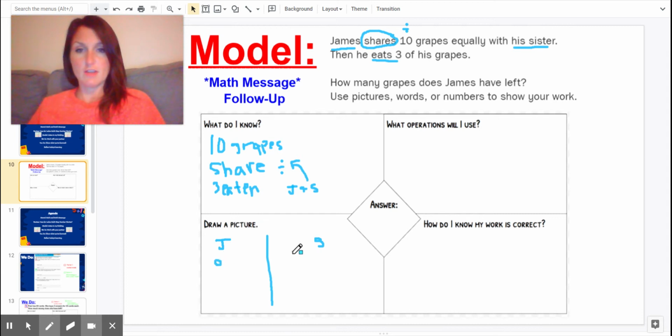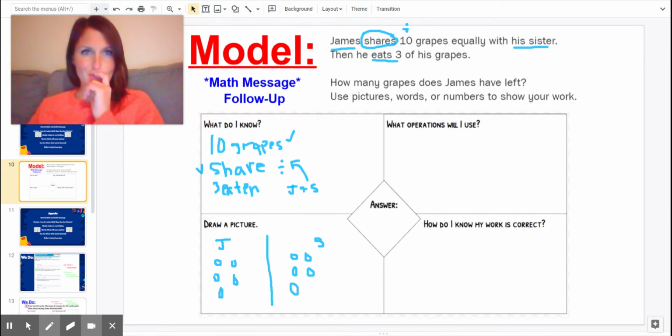So 1, 2, 3, 4, 5, 6, 7, 8, 9, 10. Okay, so I counted to 10. Okay, good. So he shared them equally. Check, I did that. Okay, we shared it. But now it says he eats 3 of them. So I need to figure out, how am I going to show that?